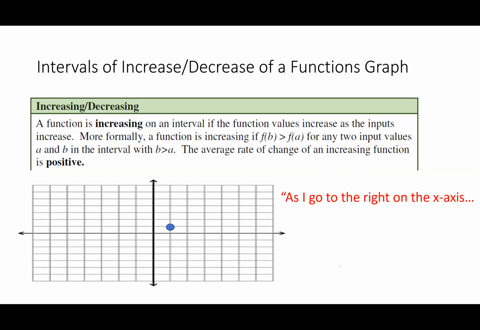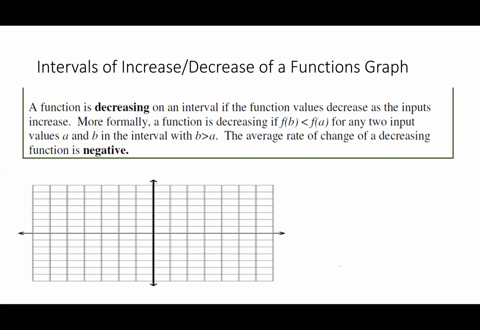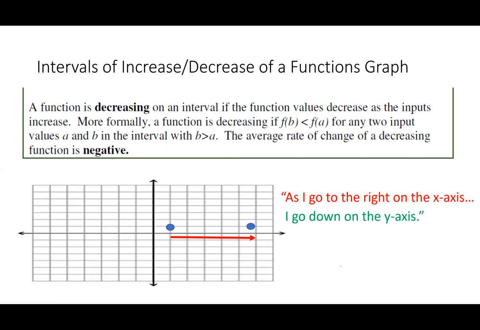And what I'm going to say is, as I go to the right on the x-axis, if I'm also going up on the y-axis in that journey, then that particular space is an interval of increase. That's what this definition is saying. Okay. In a similar ilk, again, this definition is really rigorous, but really not intuitive. As I go to the right on the x-axis, if I find that I'm going down on the y-axis as well, then that particular space is going to be representative of an interval of decrease. Okay?